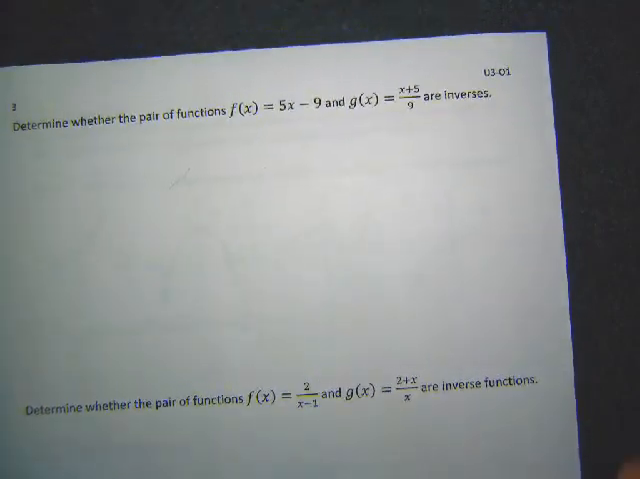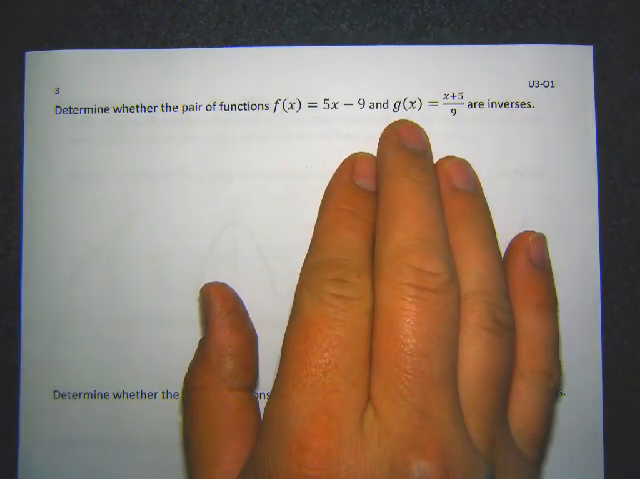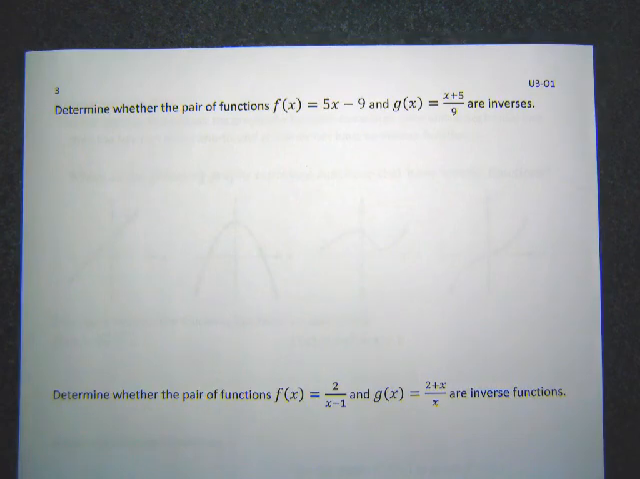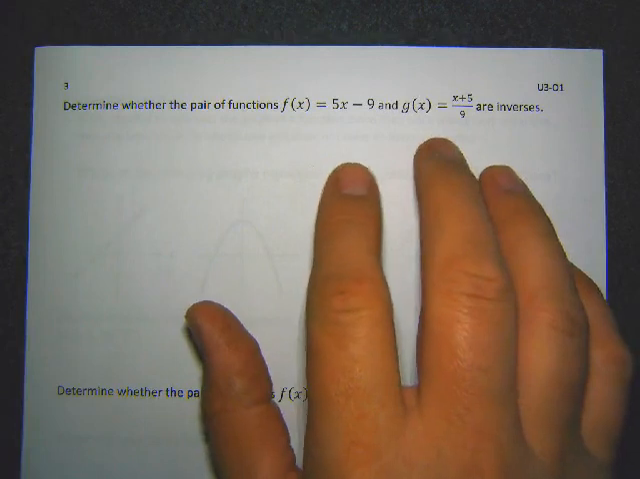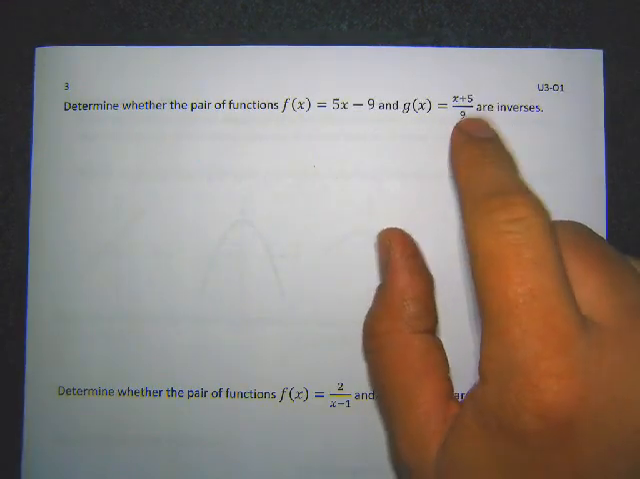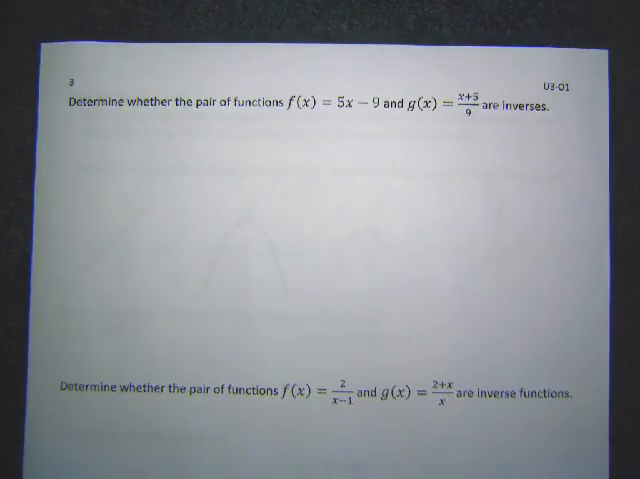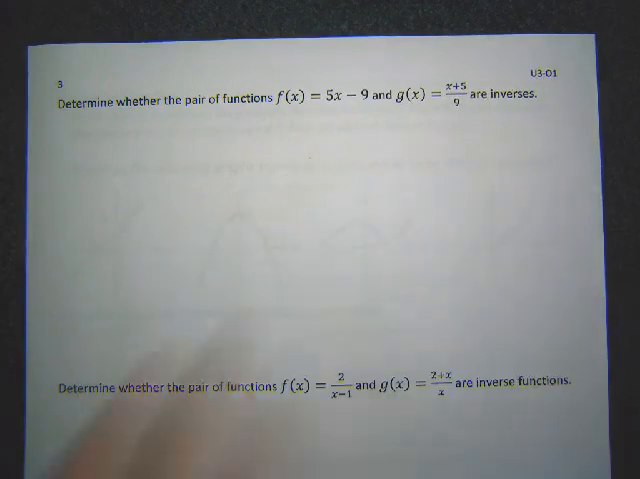Okay, let's try another one. We want to figure out if these two functions are inverse functions. Now, the last one was pretty obvious because you could see that multiplying by 4 and dividing by 4 are opposites. Here it looks like it's potentially going to work out because we have multiplication and subtraction here, and division and addition here. So I'm kind of thinking, hey, maybe this will work out. Maybe they'll be inverses. But to figure it out for sure, we've got to compose them again.